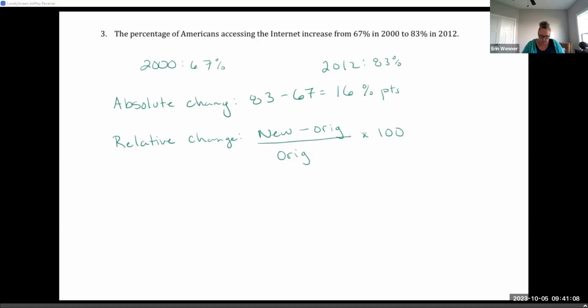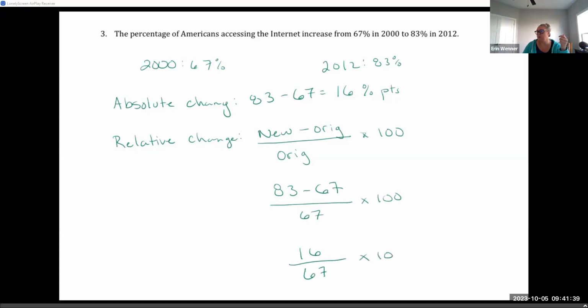Okay, so we're going to do 83 minus 67, all divided by 67. And then, like I said, times 100. So make sure if you're plugging this into Desmos, that you're following order of operations, right? We need to make sure that we're doing that subtraction first. That subtraction is going to be 16. We already knew that from when we found the absolute change. And then we're going to have that divided by 67, then times 100.